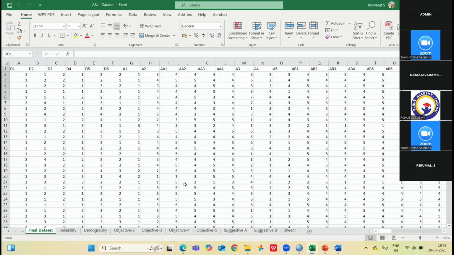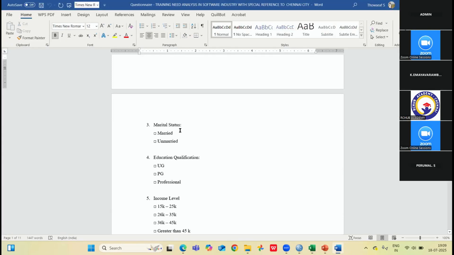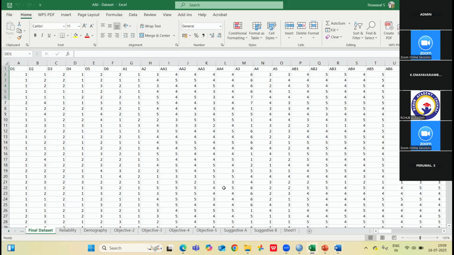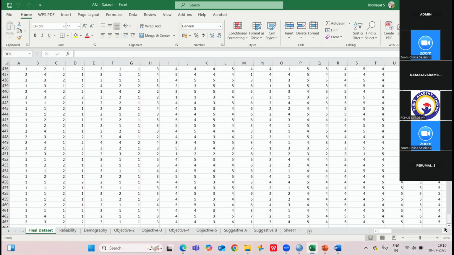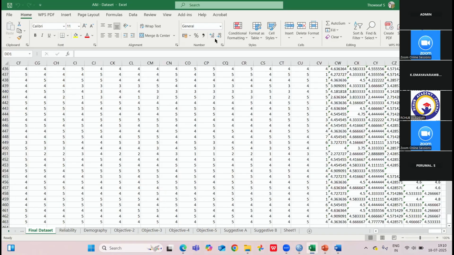And in demographic 3, the marital status, he ticked 2, that is unmarried. So all this is numerically written. The respondent's answer, the tick mark option, is numerically written. Similarly, the data collected from 463 respondents was numerically written, and then finally it was scrutinized. I will tell you how to scrutinize this using an Excel sheet.